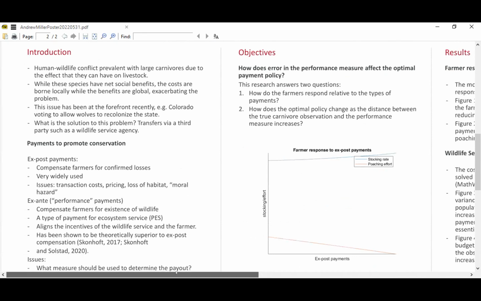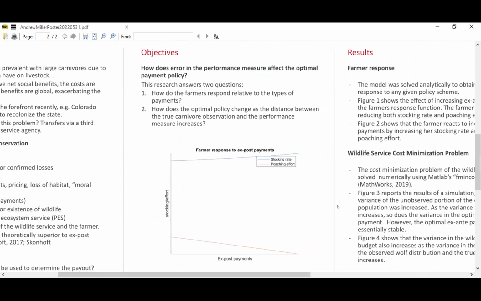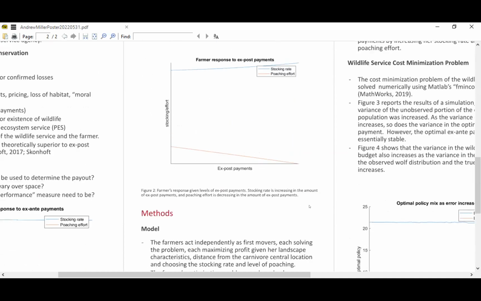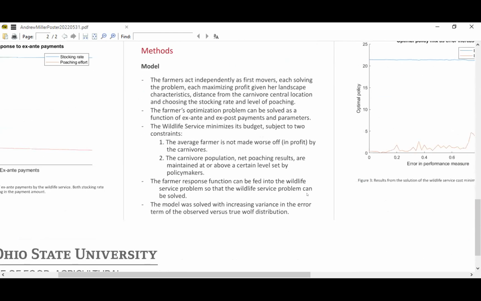So the objectives of this research are to answer these questions. How does the error in the performance measure affect the optimal payment policy? And how do farmers respond when the spatial characteristics of their land are different? How do they respond to these types of payments? And also, how does the optimal policy change as the distance between the true carnivore population and the performance measure, as that sort of error grows? How does that change?